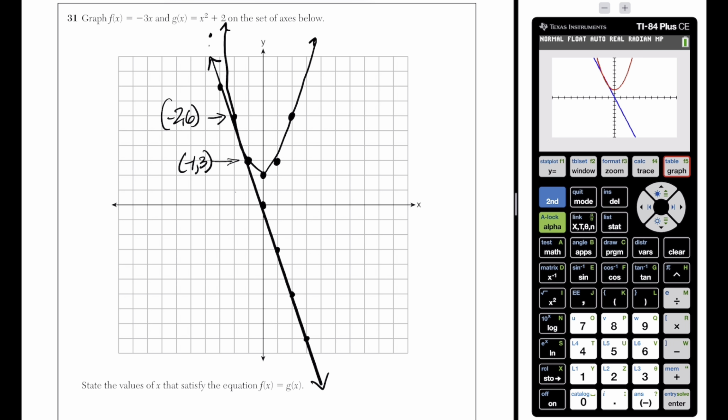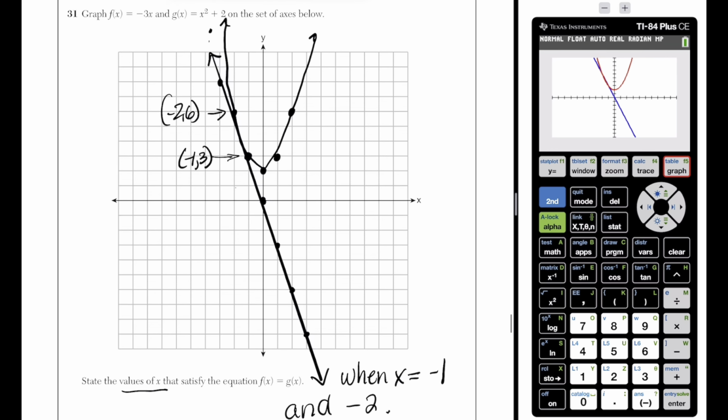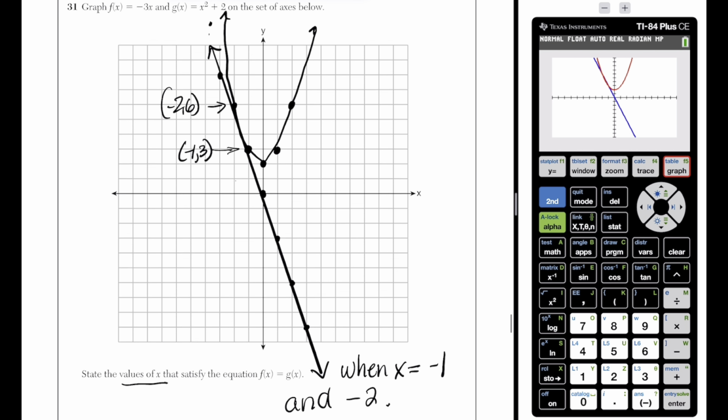It tells me just to state the 2 parts where f of x is equal to g of x. And it's true at, I just want the x values, mind you, when x is equal to negative 1 and negative 2. That's all they're asking me, to state the values that satisfy it. So that's what I put there, and those are the points that I saw.